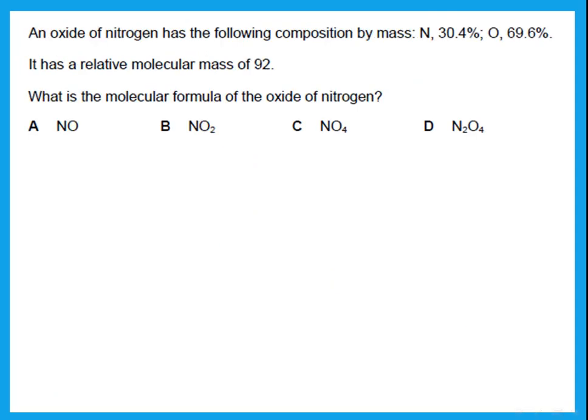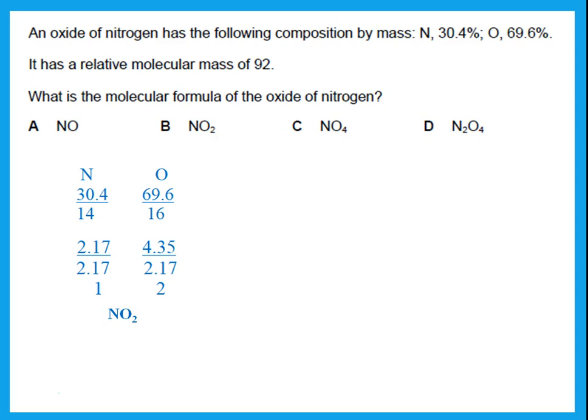Okay. An oxide of nitrogen has the following composition by mass. It has a relative molecular mass of 92. Remember that for all of these questions that we have been doing, we got only the empirical formula. But what if he gives me a relative molecular mass? Then he is asking for the molecular formula. So what we do is we go through the same steps to get the empirical formula. So the empirical formula is NO2.